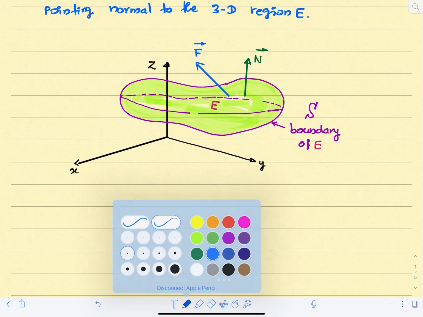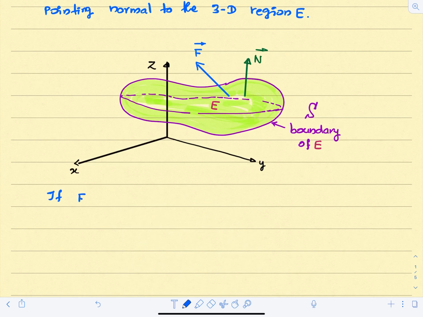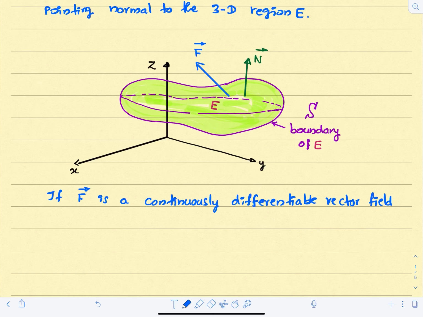Now if our vector field F is a continuously differentiable vector field defined on E. So we have this vector field F over the solid domain E.